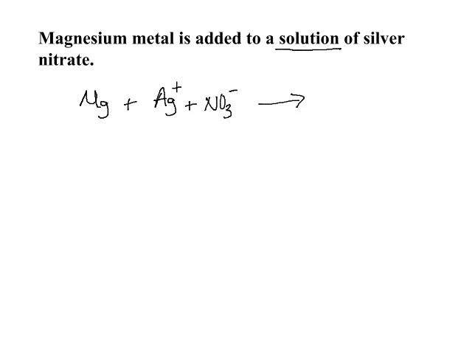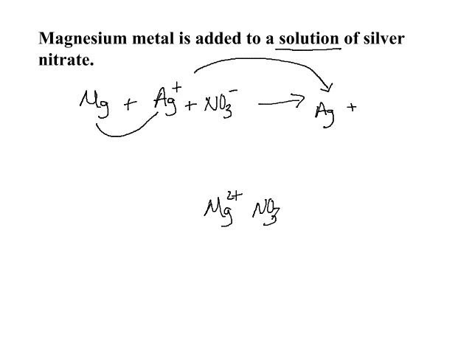And then we go back and look at what is going to happen. The magnesium is going to push the silver ion out, forming silver metal, and the magnesium is going to be converted into the magnesium 2+ ion. If you've got your magnesium 2+ ion with the NO3 - ion, you're going to get magnesium nitrate. That, of course, is going to be a soluble compound.